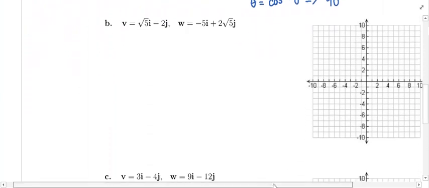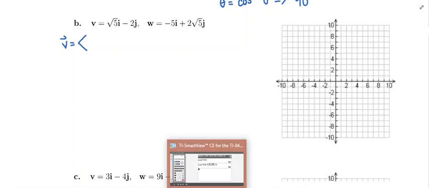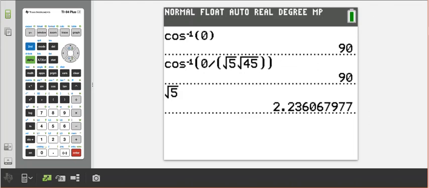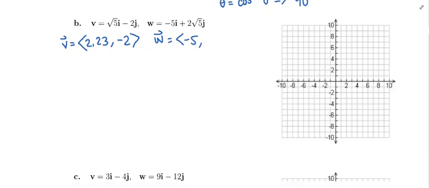So here in part B, vector V is the square root of 5 times i minus 2j, and vector W is negative 5i plus 2 square root of 5 j. In component form, here we go. I am going to look at the square root of 5 because I'm going to try to graph this out, but I need a decimal approximation. The square root of 5 is about 2.23, so I'm just going to round it here, 2.23, negative 2, and then vector W is negative 5, and then I need an approximation for 2 square root of 5.